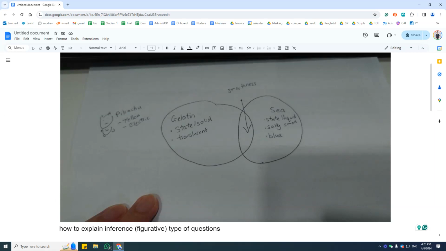Okay, today I'll explain how to do the inference figurative type questions. I sent this into our WhatsApp chat, but I thought creating a video might be helpful. Let's just get right into it. I'll come back to the Venn diagram later.